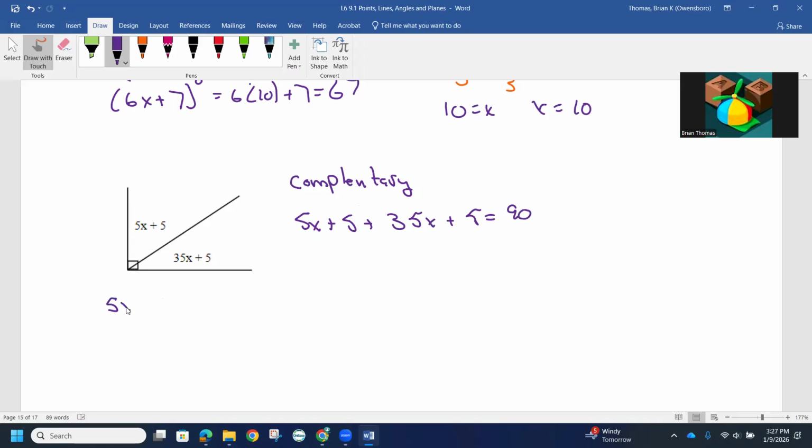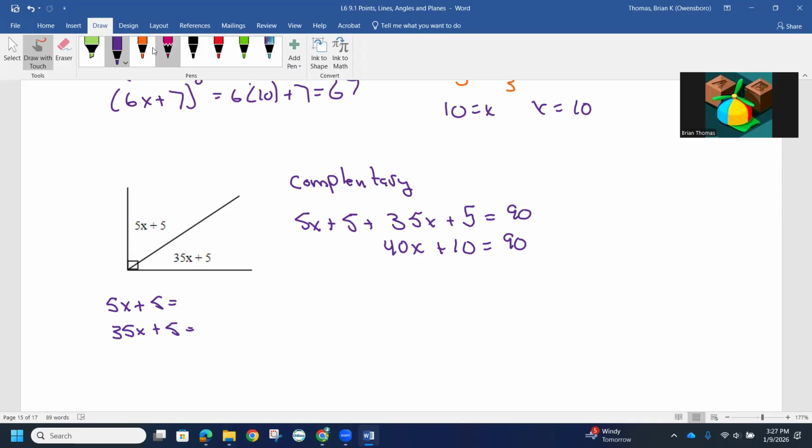So if I want to find what this angle is, notice how I would have to combine like terms: 40x and 5 plus 5. I apologize, my 5s are just looking a little sloppy. So 5x plus 35x is 40x, 5 plus 5 would be 10, and then this would equal 90.